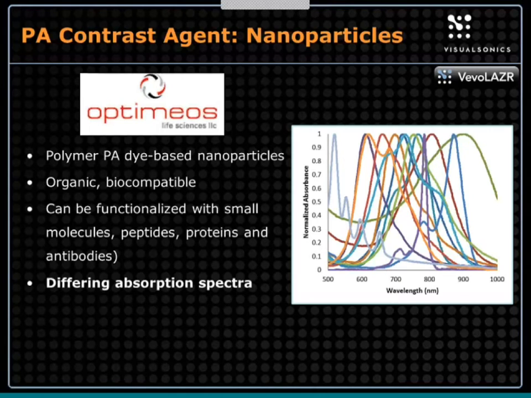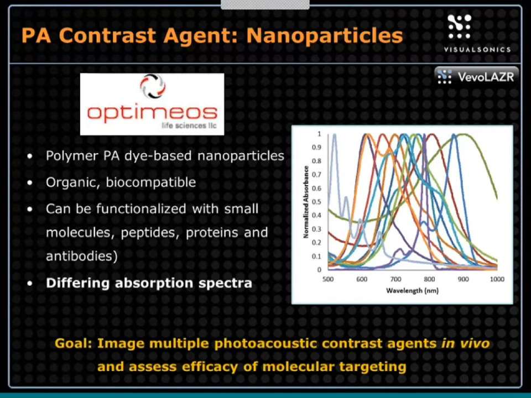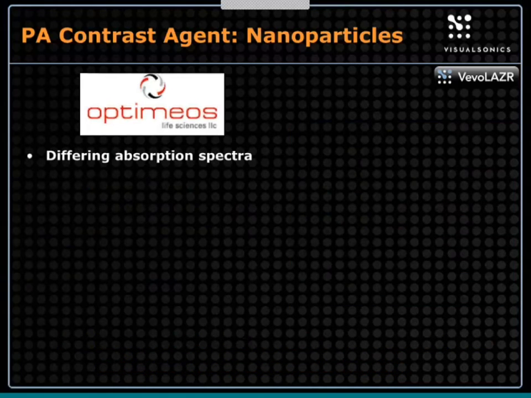So for this experiment, we worked together with Optimios, and we said, what do we want to do? We've worked together in the past. We've done a little bit of work with targeted contrast agents. What do we want to do in this experiment? Our goal was to image multiple photoacoustic contrast agents in vivo and assess the efficacy of molecular targeting. So how are we going to do that?